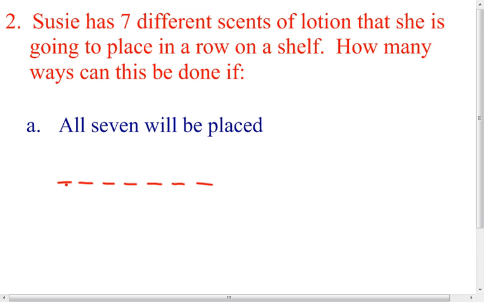In this spot right here, she has 7 choices to fill her shelf with. 7 choices of lotion, and then 6, and then 5, and then 4, and then 3, and then 2, and then 1. Okay? Order matters here because they are sitting on a shelf in a specific spot. So you're choosing 7 things and then putting them in a specific spot. If we were to do 7 times 6 times 5 times 4 times 3 times 2 times 1, that is 7 factorial. So that's one way we could do this problem.